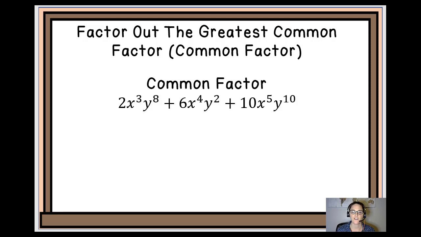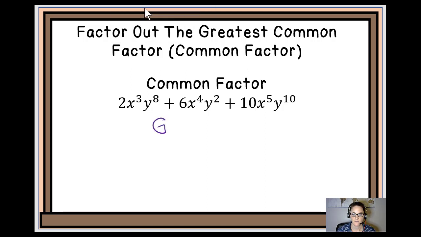So we're going to factor out the greatest common factor, or in other words, common factor, 2x cubed y to the exponent 8 plus 6x to the exponent 4 y squared plus 10x to the exponent 5 y to the exponent 10. Okay, so if I look at the coefficients, so the numbers in front, the greatest common factor there is 2. So let's start with that.